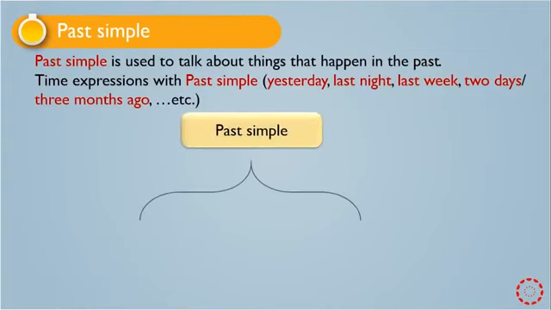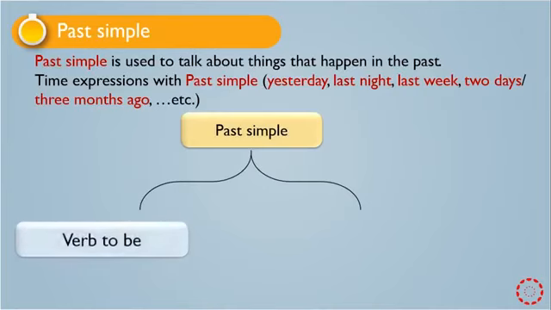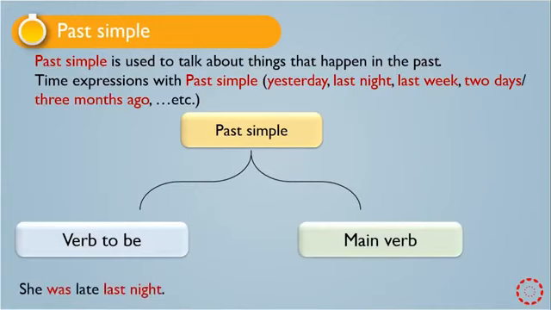Past simple. In past simple we have verb to be and main verb. Verb to be, just like she was late last night, was is verb to be. Main verb, he played basketball yesterday. Played is a main verb. We are talking about verb to be today.